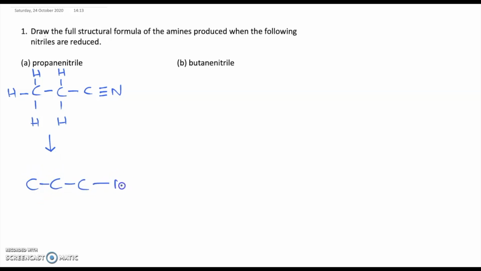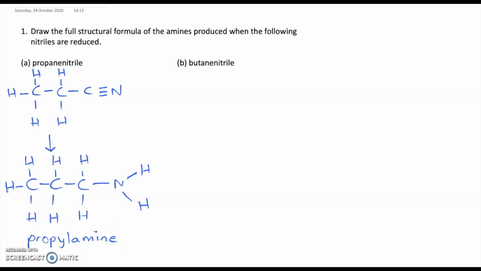So what's going to happen here is I'm going to break the triple bond, and I'm going to add 2 hydrogens to the nitrogen and 2 hydrogens to the carbon that's attached to the nitrogen, and then I'm going to end up with the following amine, which is C3H7NH2, and this amine is called propylamine. And the amine is a primary amine because one of the hydrogens in ammonia has been replaced by an alkyl group, in this case a propyl group.